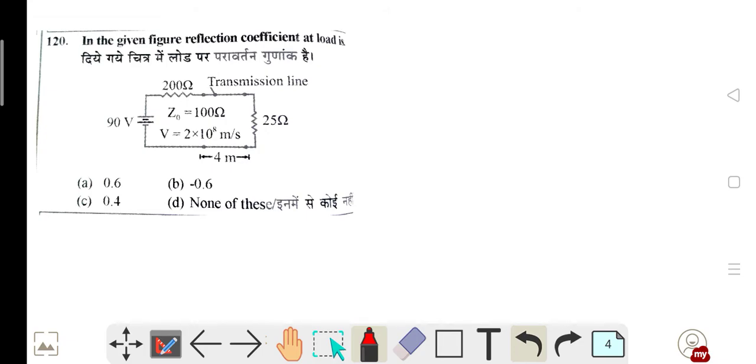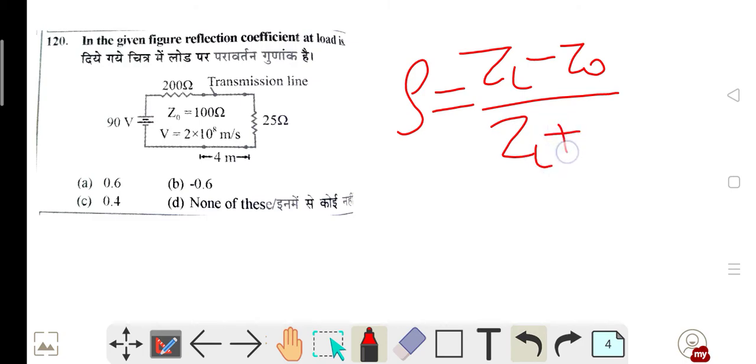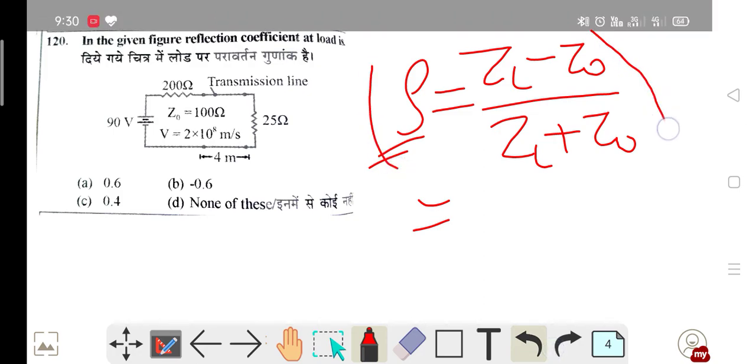the transmission line section. It is asking: in the given figure, what is the reflection coefficient at load? The reflection coefficient, we will represent it as rho, and the basic formula is ZL minus ZO upon ZL plus ZO. This is the reflection coefficient. You have to know about this, be familiar with this equation.